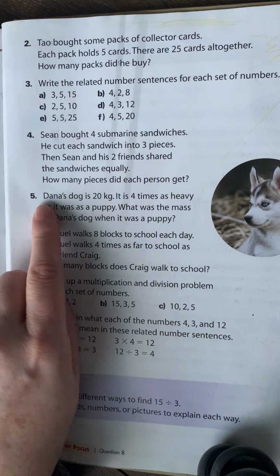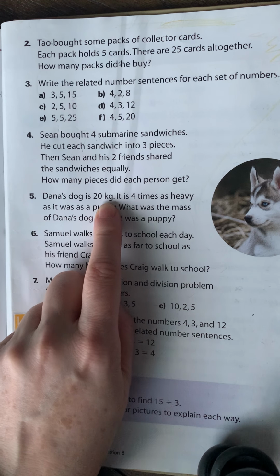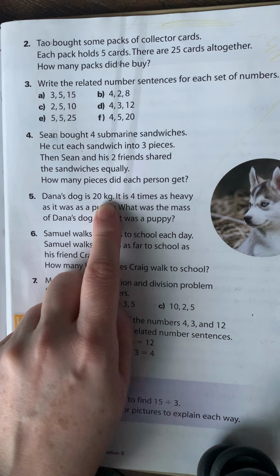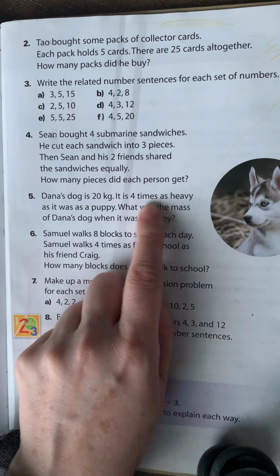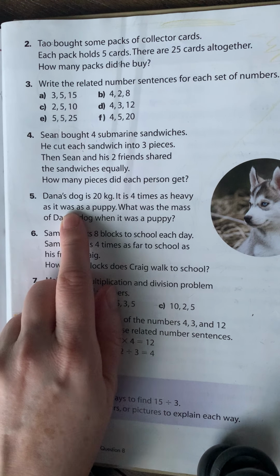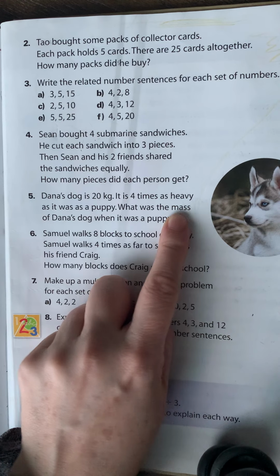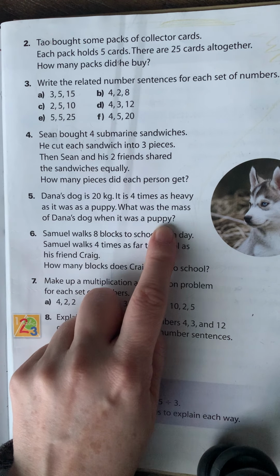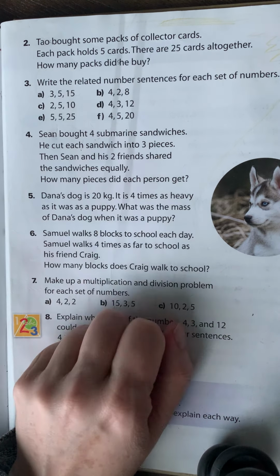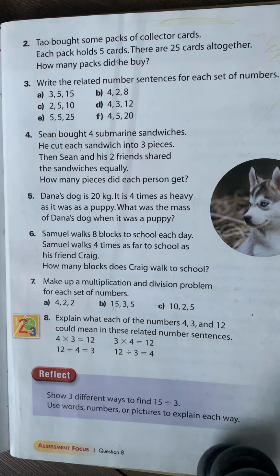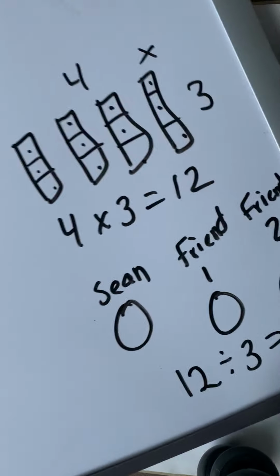Question 5, this is the last question. Dana's dog is 20 kilograms. That means that's a weight. That's how much the dog weighs. It is 4 times as heavy as it was as a puppy. What was the mass of Dana's dog when it was a puppy? So how much did the dog weigh when it was a puppy? So you have to go back and think. Yeah, you know, you might want to use division. You might want to use repeated subtraction.